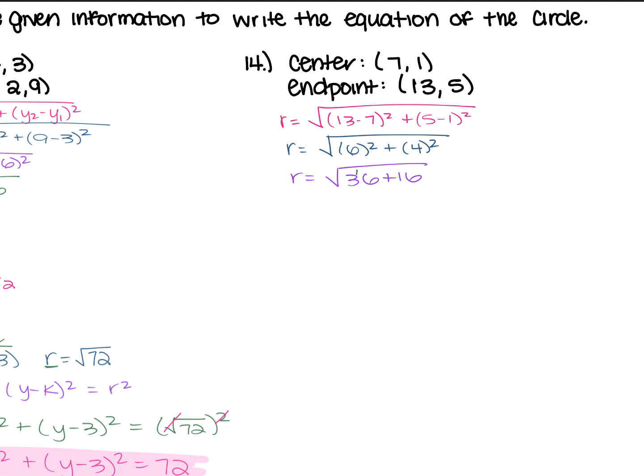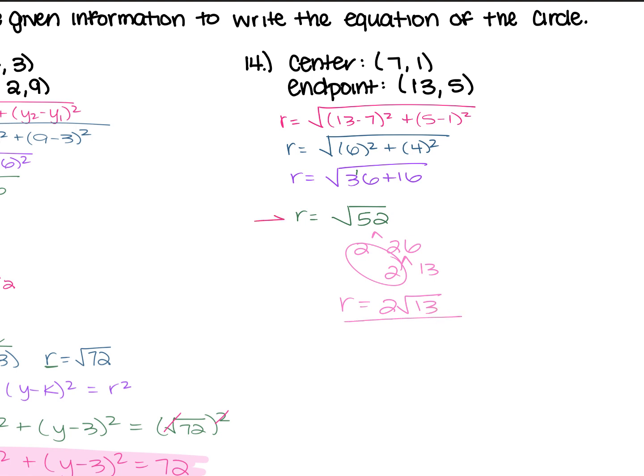6 and 6 is 12. 1, 3, and 1 is 5. So that's the square root of 52. 52 is 2 and 26. 26 is 2 and 13. 2 2's pair up. So your radius is 2 square root 13.